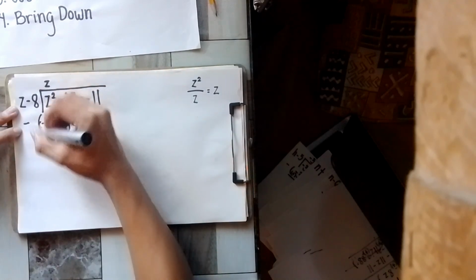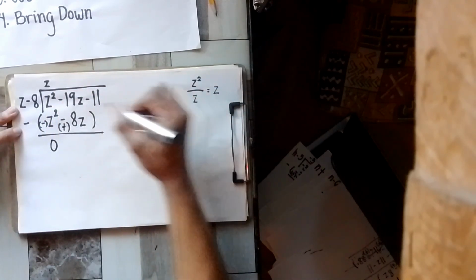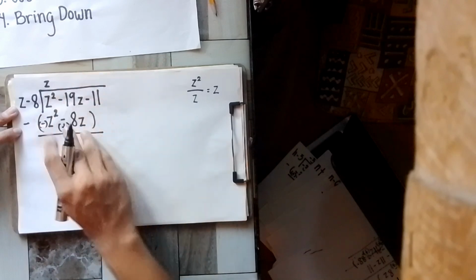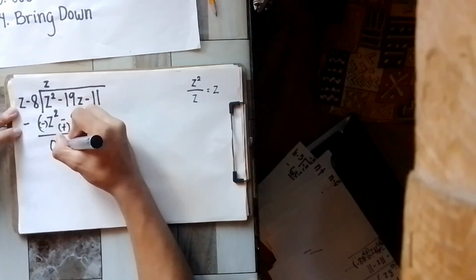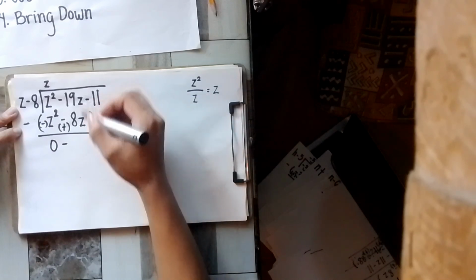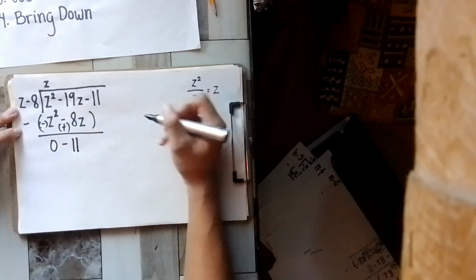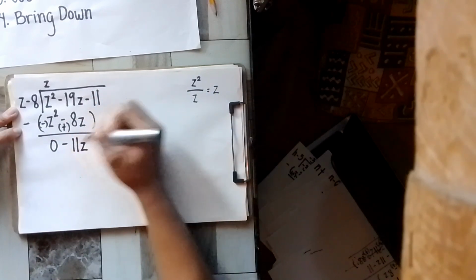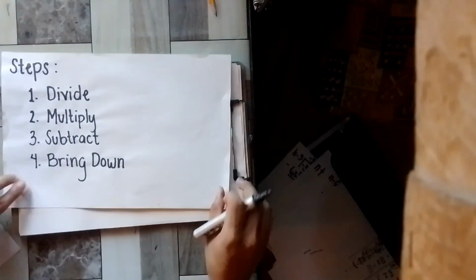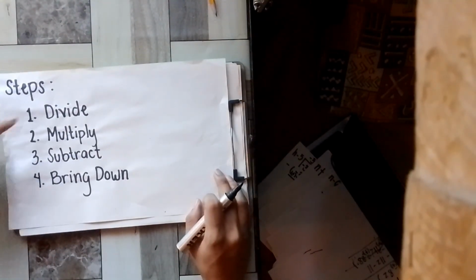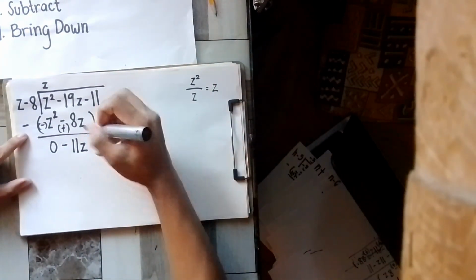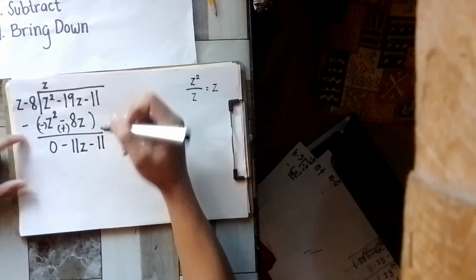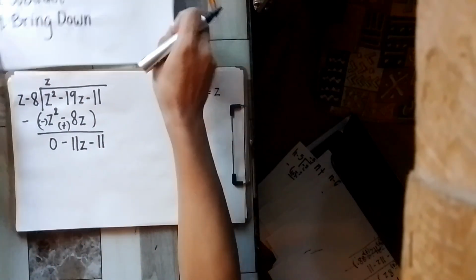Now, let us proceed to the subtraction. Let us subtract our answer from our dividend. Caution! Always remember that the sign of the biggest number will be its sign. Therefore, negative 19z and positive 8z is negative 11z. Now, after we've done divide, multiply, subtract, lastly we're going to bring down. Bring down negative 11 to our answer. Therefore, negative 11z and minus 11.